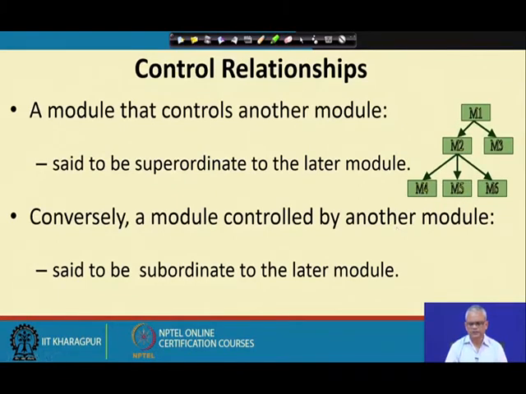There is a bit more terminology with respect to the control relationship. We say that M1 is superordinate of M2 and M3, or we can say that M1 controls M2 and M3. In other words, M2 and M3 are subordinate of M1, and M4, M5 and M6 are subordinate of M2.